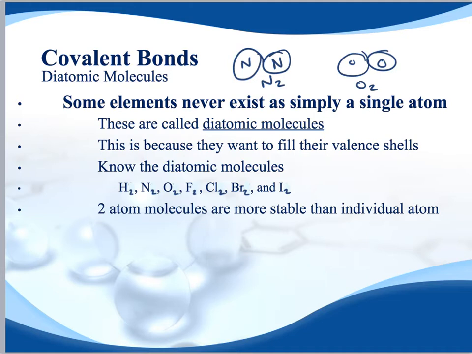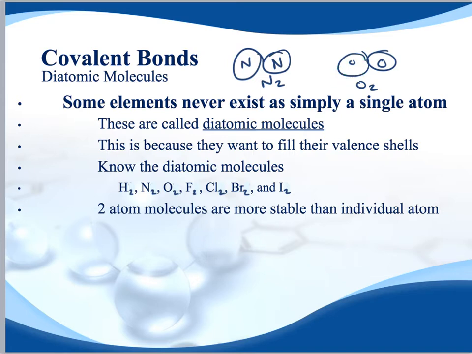The elements that do this form what are called diatomic molecules. Di for 2, atomic meaning single atom here. This is because they want to fill their valence shells. So normally nitrogen is in family 5A, it would have 5 valence electrons, and it would want to try to react. Oxygen is in family 6A and has 6 valence electrons. It would try to react as a single atom.